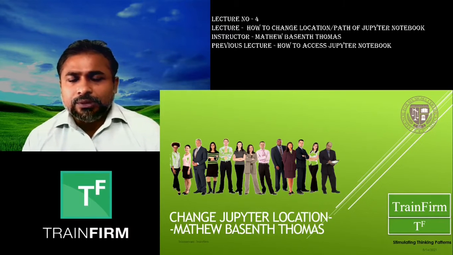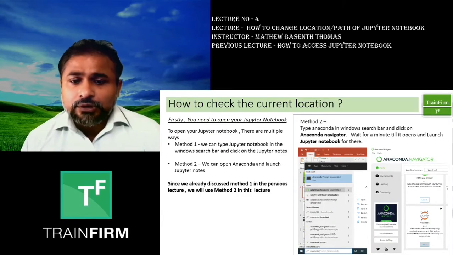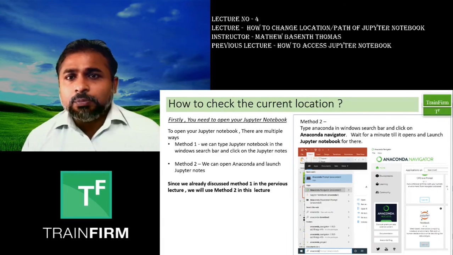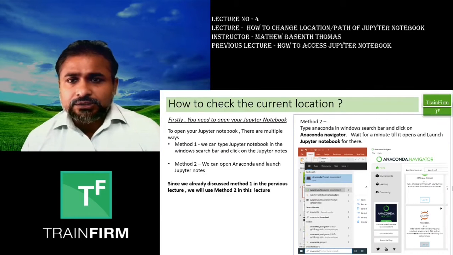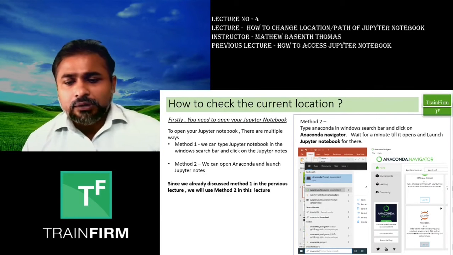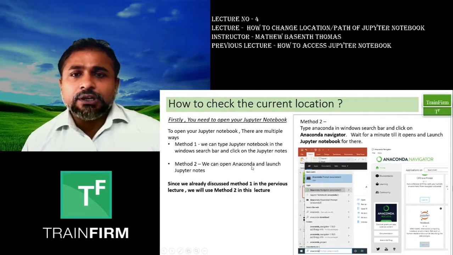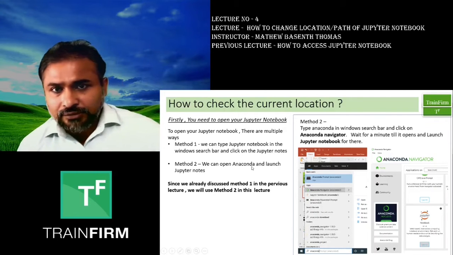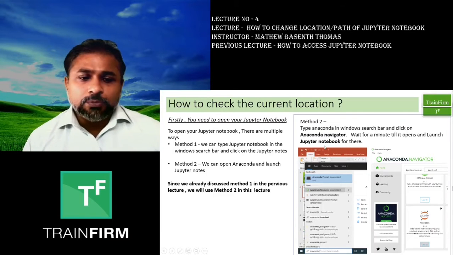It's always good to know multiple methods. There are multiple methods. Since you already know one method and we've covered it, we will show another method of how to open it. Okay. So for you to know the location, as I told you, you need to first open your Jupyter notebook. Method one we already discussed. Method two is something we will discuss in this lecture. Okay. So method two is that first we need to open the Anaconda Navigator, and from that Anaconda Navigator, you have to launch your Jupyter notebook, right?